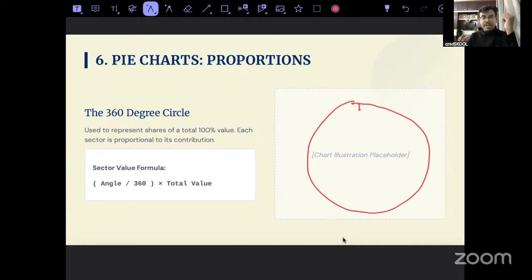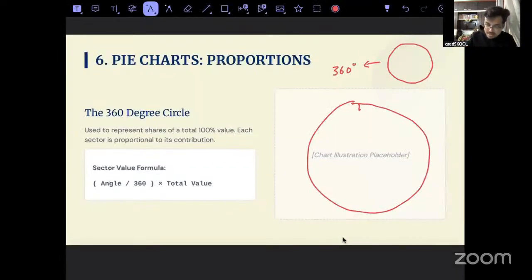You have a clock, right? So how many degrees does a clock have? Basic question, which is 360 degrees. A clock has 360 degrees, and half of the clock, how much will it have? Just half of 360, which is 180. This is for half of the clock.